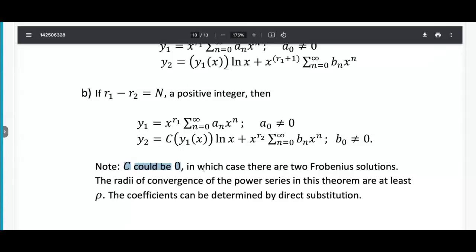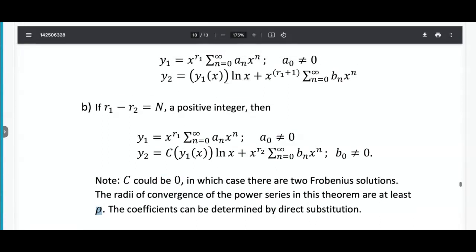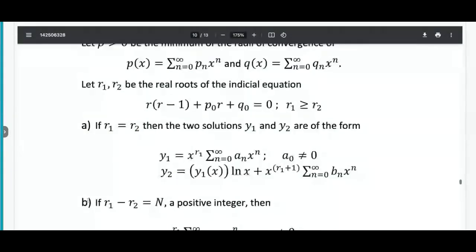In which case there are two Frobenius solutions, right? So if c is 0, we see y1 is this, y2 is this. There are two Frobenius solutions. The radii of convergence of the power series in this theorem are at least rho. The coefficients can be determined by direct substitution. So this is the theorem.